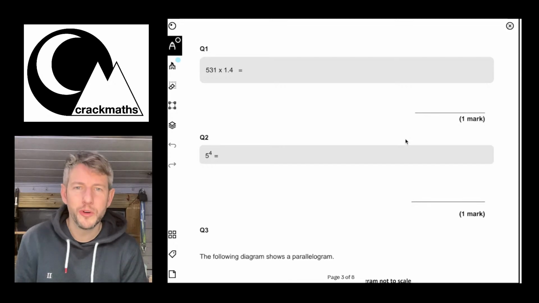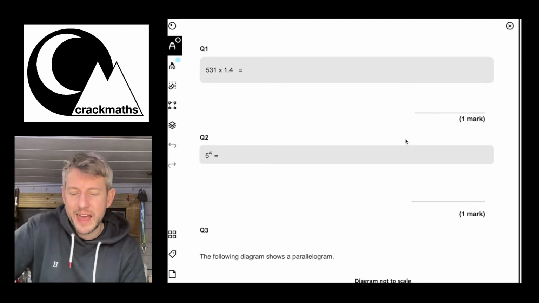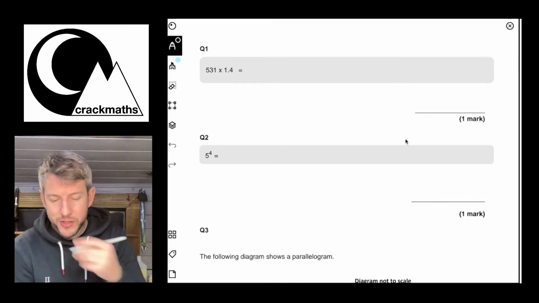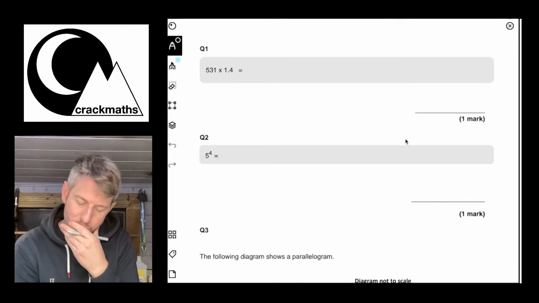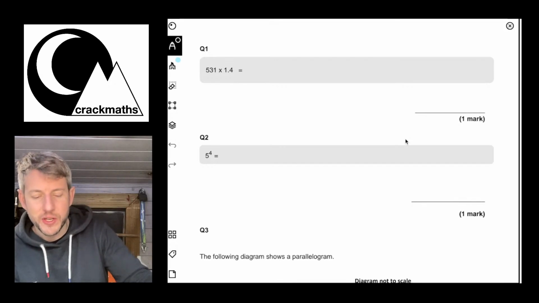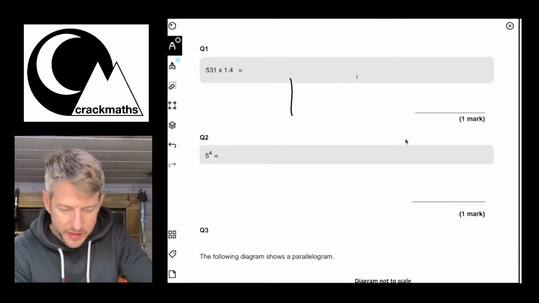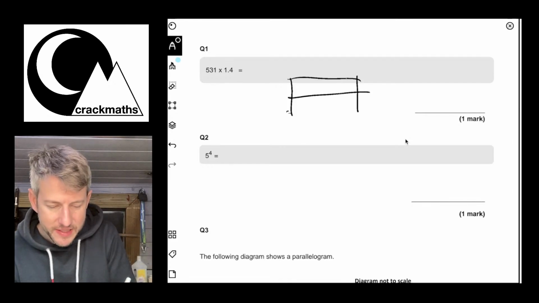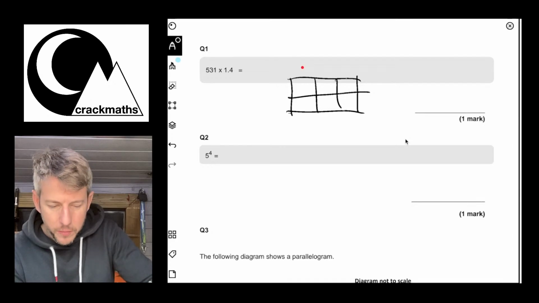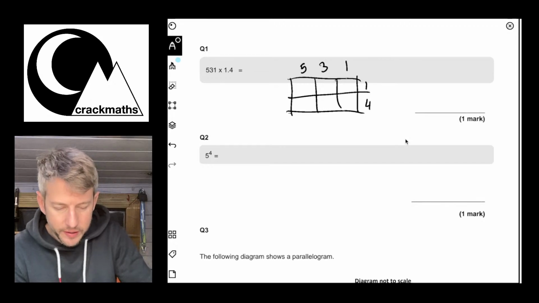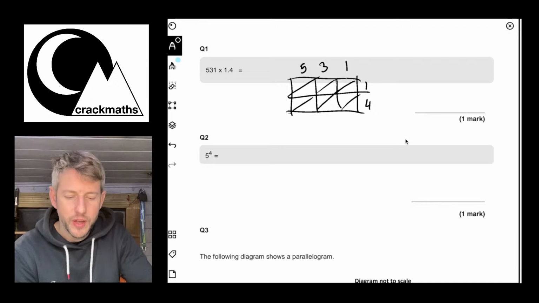Question 1: what is 531 times 1.4? I'm going to do this using a grid method that I like to use, called the lattice method. I'm going to put 5, 3, 1 here and 1, 4 here, and the way this method works is you multiply everything together, putting the tens in the top part and the units in the bottom.